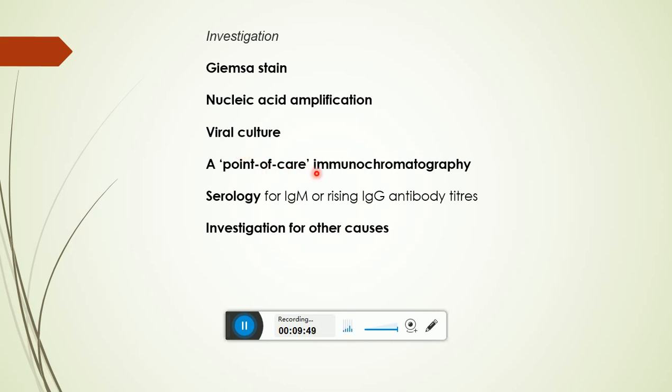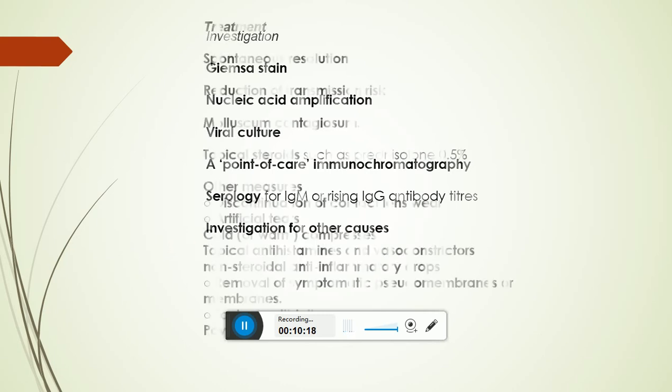Next is point of care immunochromatography. This test takes 10 minutes to detect adenoviral antigen in tears. Their sensitivity and specificity are excellent. Serology for IgM or rising IgG antibody titers to adenovirus has limitations, and this is rarely used. Investigation for other causes such as chlamydial infection may be indicated in non-resolving cases.